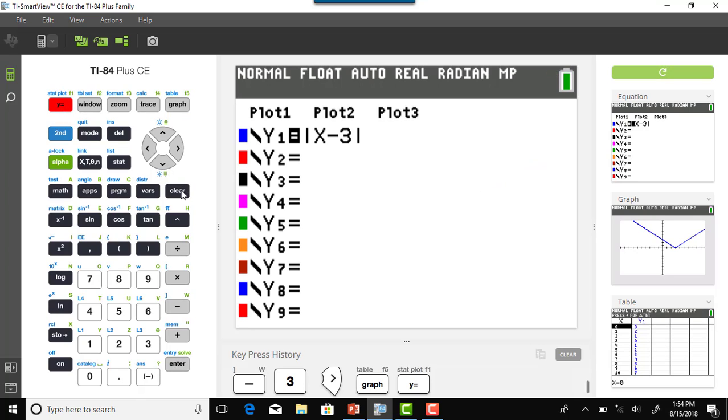And again, I'm just showing you where a few buttons are on your calculator as well, because these are the kind of functions we're going to be dealing with. We're going to be dealing with absolute value functions. We're going to be dealing with polynomial functions. We're going to be dealing with square root functions.